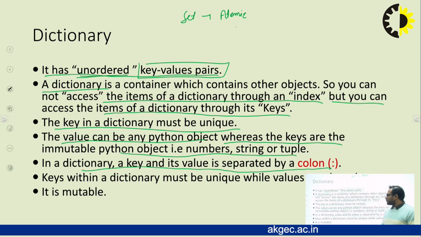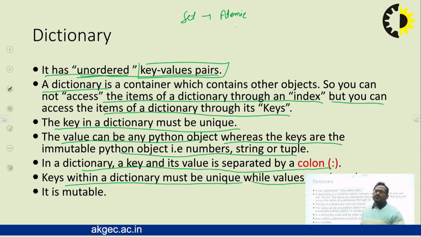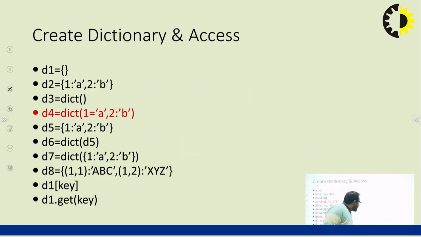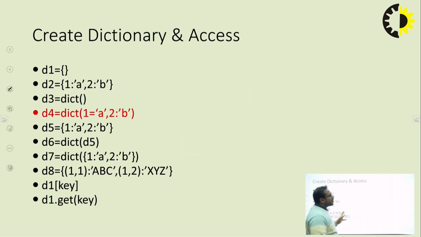When I discuss the declaration of a particular dictionary, you can see it. The key within a dictionary must be unique, while the value need not be. The value can be repeated, but the key must be unique, and a dictionary is a mutable object. Okay, let's understand how we can create a dictionary.